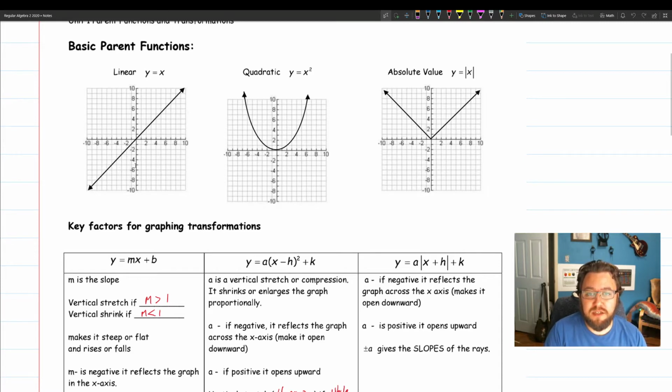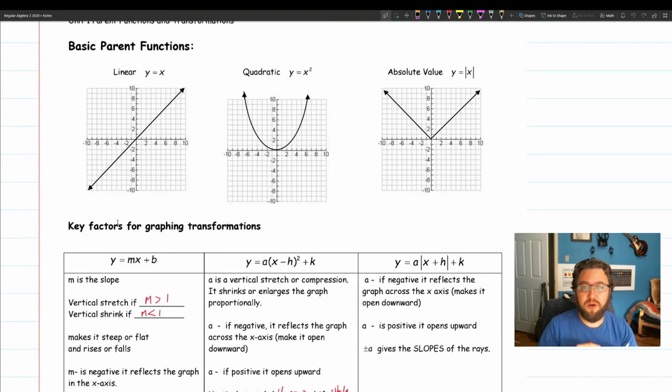So linear is this guy over here, y equals x. That's the parent function. And you've used this as y equals mx plus b before. So the m and the b let us transform this particular equation. The m, or the slope, is our vertical transformation. What I mean by that, it's actually kind of a misnomer. It lets us either stretch up and down or stretch side to side. We call that a vertical stretch or a vertical shrink.